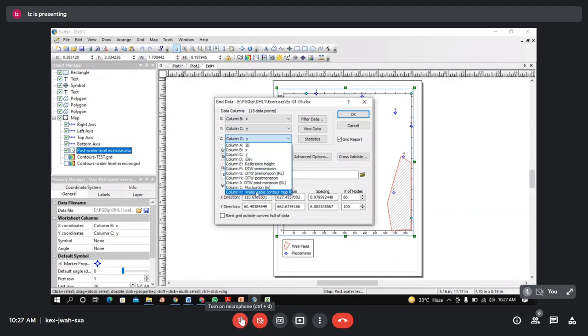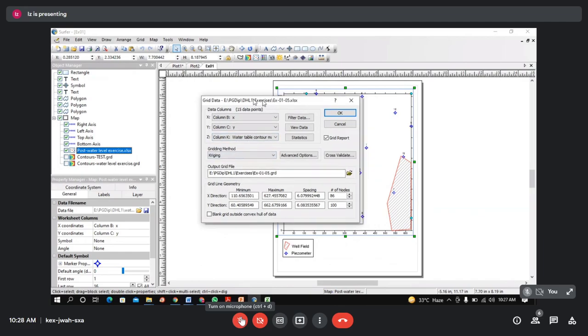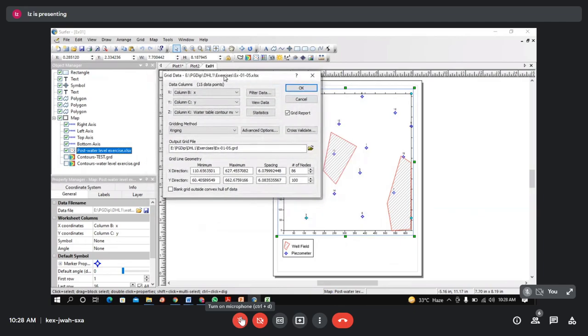Water table contour map, the last one. Okay, and here you can set the limit.